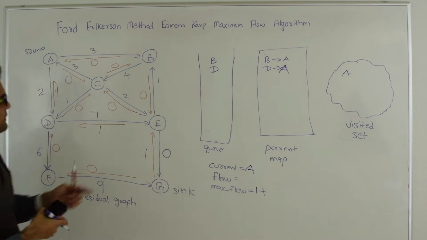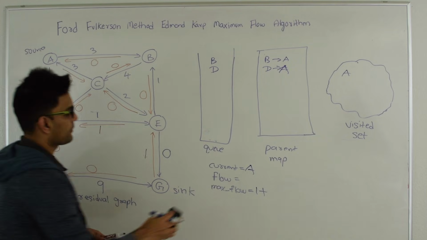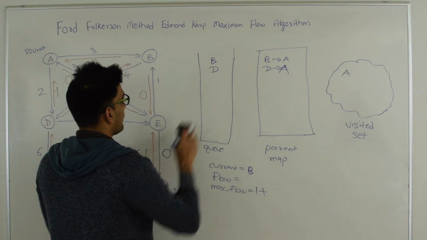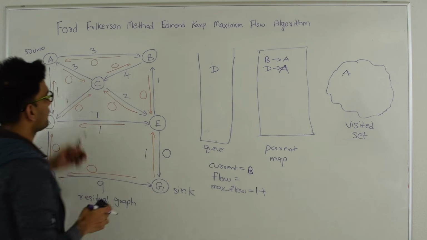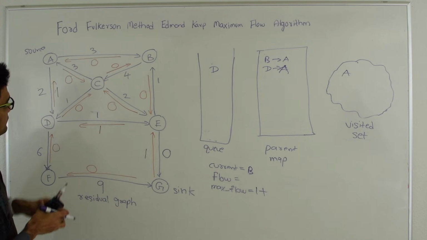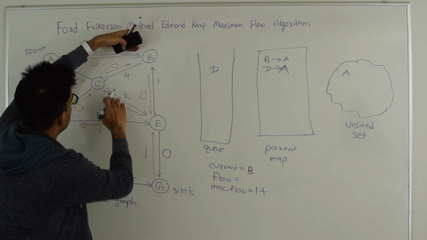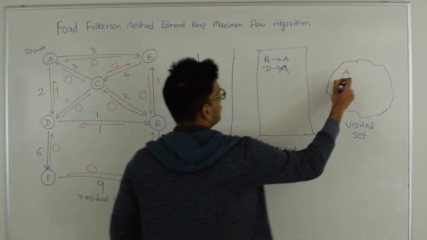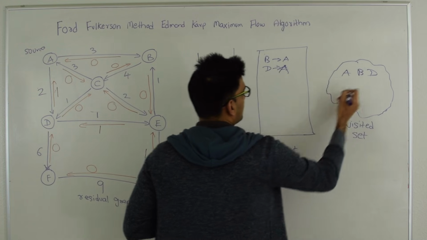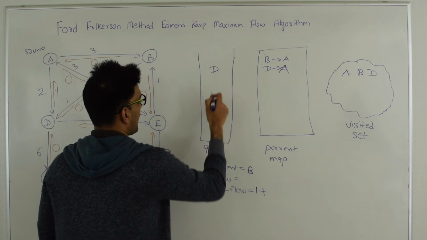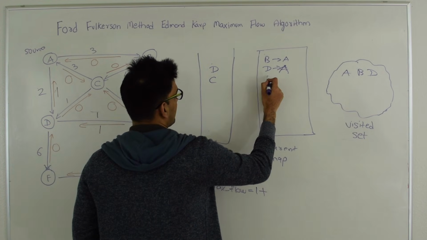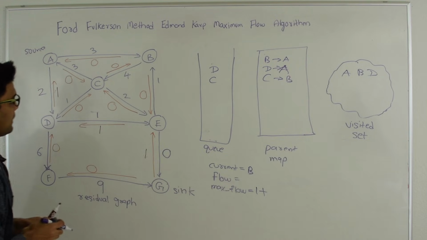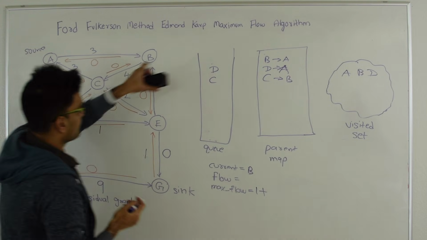Now we go and find the top of this queue, and that is B, and remove it from here and look for the neighbors of B whose residual capacity is greater than 0. So that's C, and that's it, and here is 0. So C, so we add B and D to visited, and then we add C here and say that C got introduced by B, and B has no more neighbors to be explored.